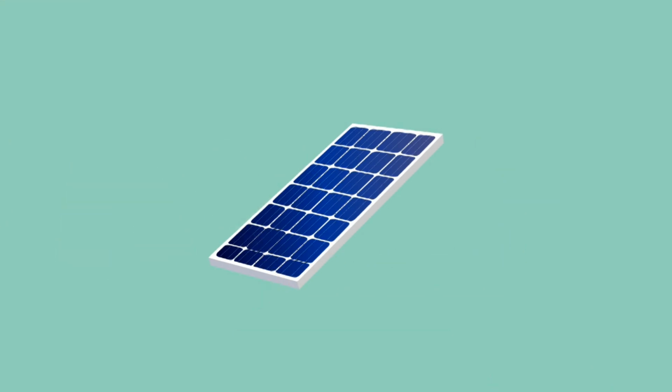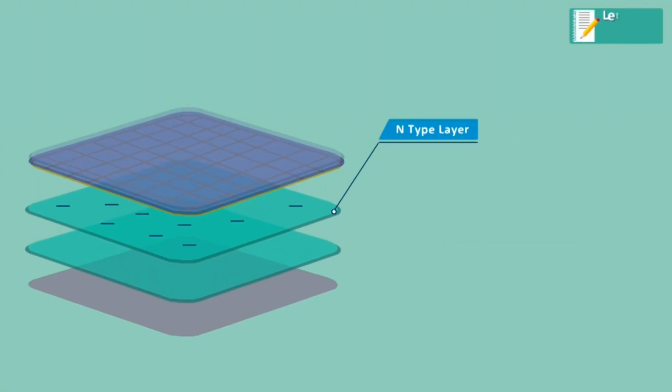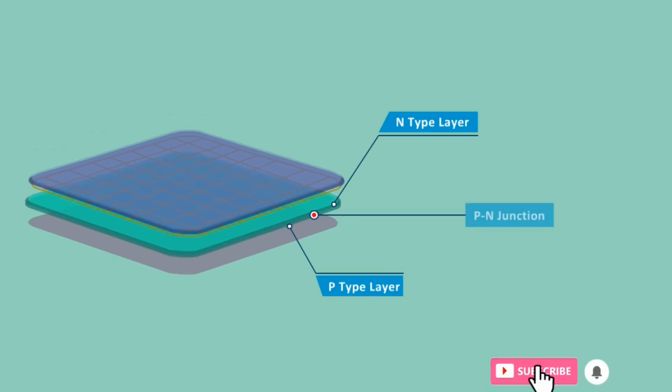The solar cells are made up of semiconductors, mainly silicon, and comprise 3 layers. The top layer, called the N-type layer, is comparatively thin and contains a high concentration of electrons. The bottom layer, called the P-type layer, contains a high concentration of holes. When the P-type and the N-type semiconductors are joined, it forms a p-n junction.